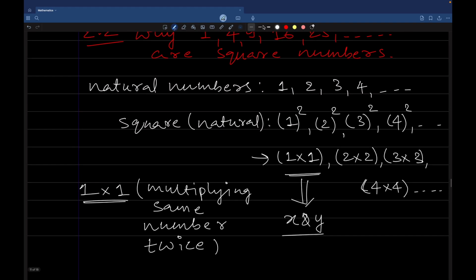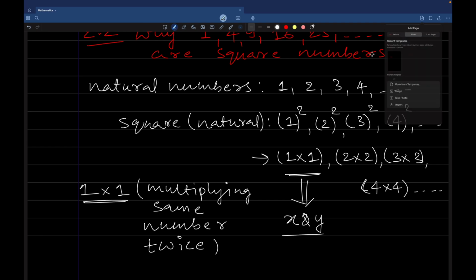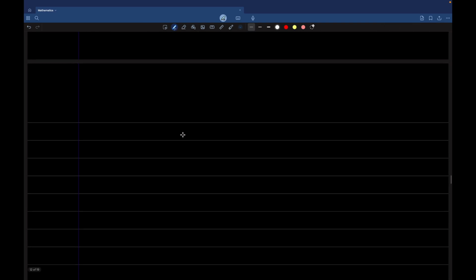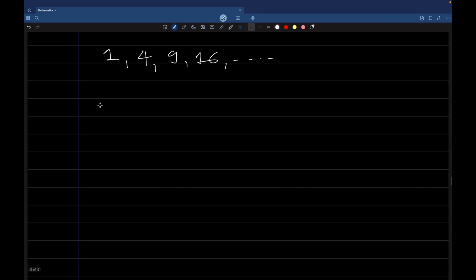If we plot these numbers graphically, that is in 2 dimensions, let us try to plot these numbers, that is 1, 4, 9, 16 and so on. This is the x-axis, this is the y-axis, 2 dimensions.